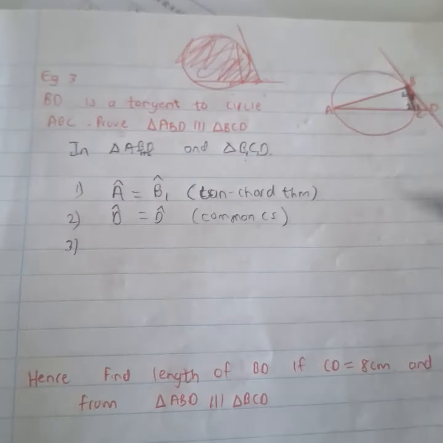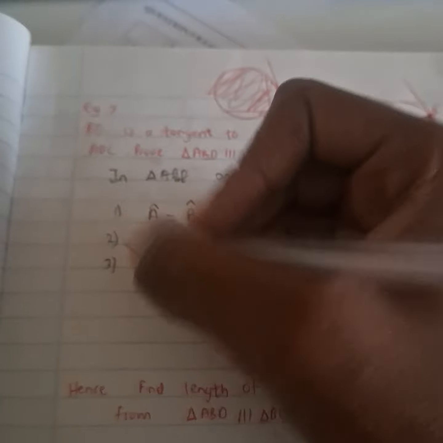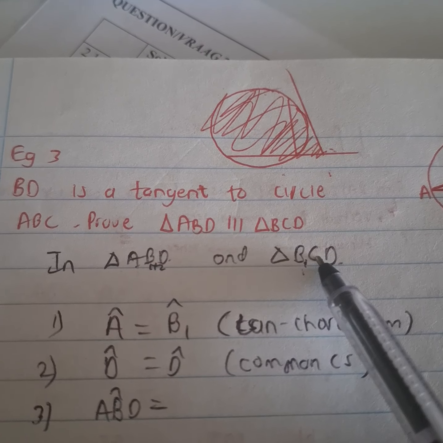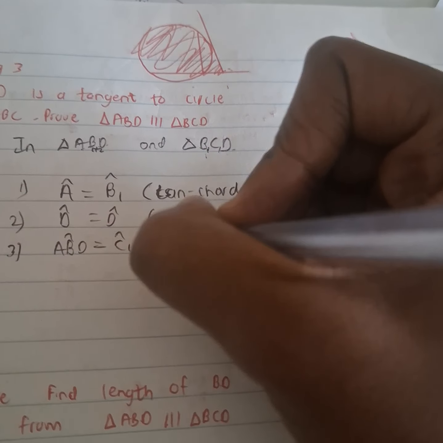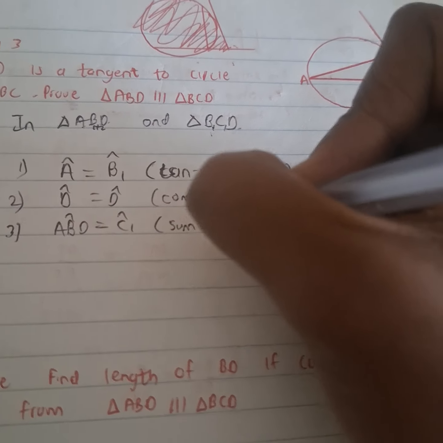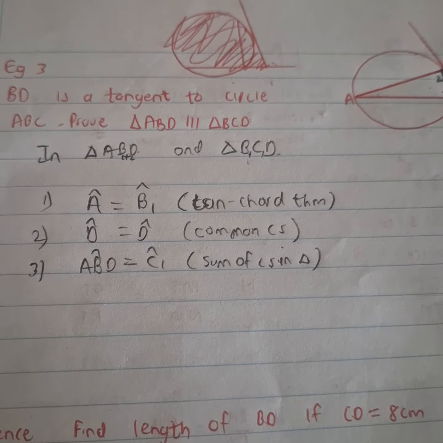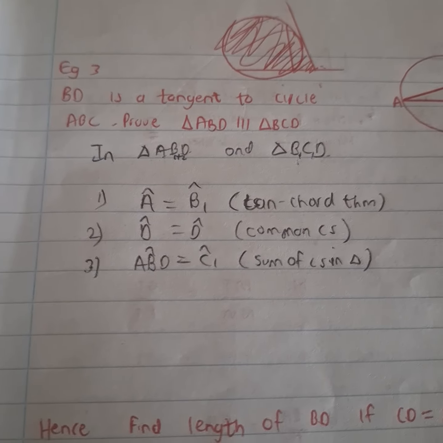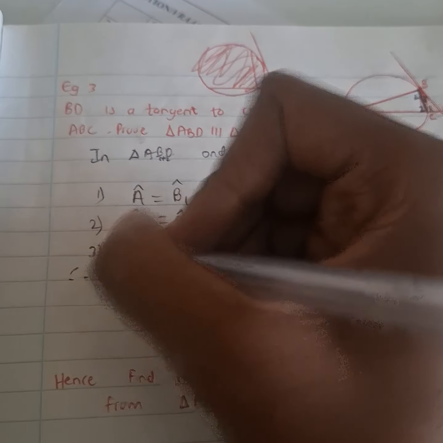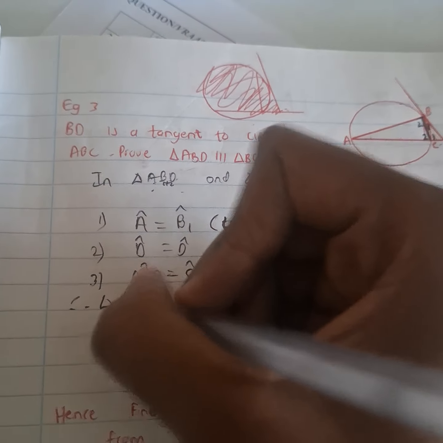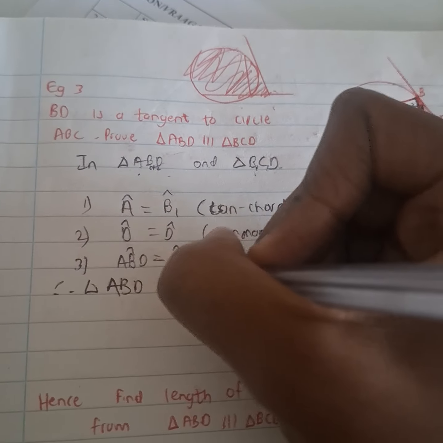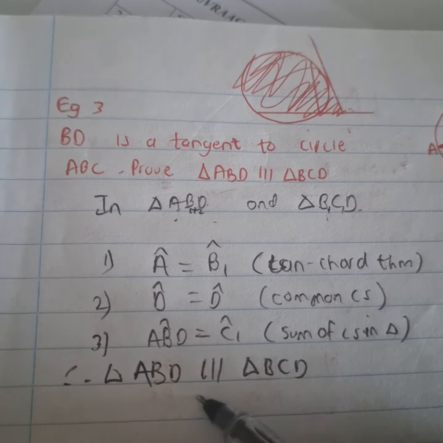Then lastly, we can say that B1 plus B2, which is angle ABD, is equal to angle C1. We can then say the reason is sum of angles in a triangle, or interior angles of a triangle, or angle sum in triangle, as per the acceptable reason. Therefore, we can conclude that triangle ABD is similar to triangle BCD, in the order that had been stated, just as it was given to us.